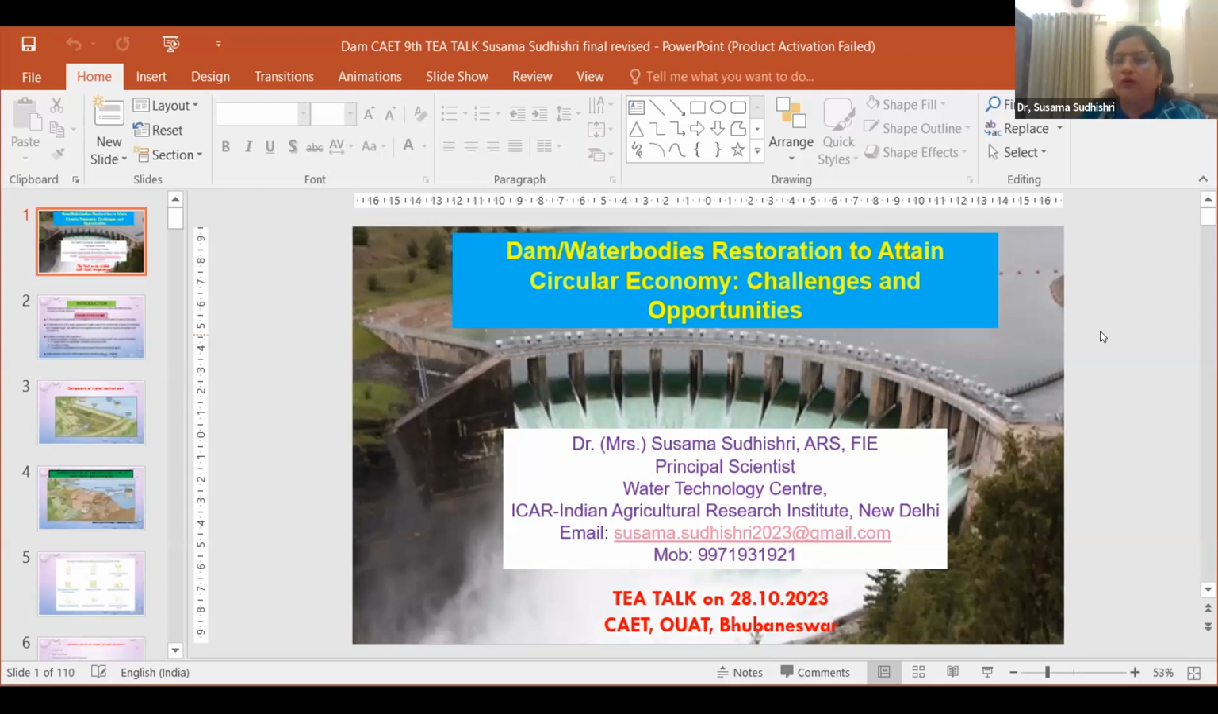And then how does it become circular? Suppose, for example, sedimentation. If we do something in the catchment, there will be less sediment, and then more area can come under the command area. In this way, there will be a circular system in this reservoir. But sir, I have not completed the whole circular economy that we are talking about. Those things we will have to do in detail.